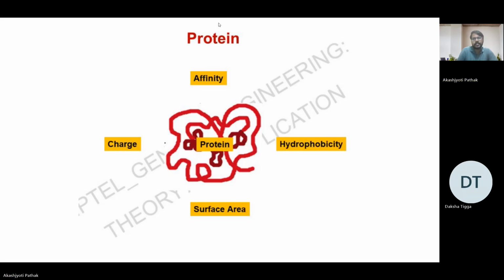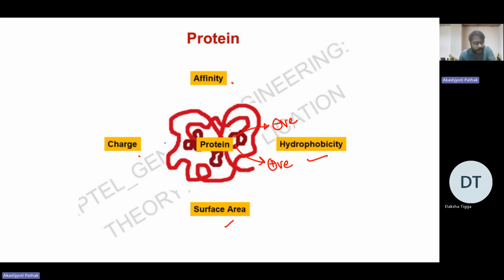So your protein has different characters. It has an affinity, it has charge, it has surface area, it has hydrophobicity. Why do different proteins have different charge? Because each protein has different amino acid residues that compose the protein molecule. So if your protein is composed of more acidic residues, then your protein has a negative charge. If your protein is composed of highly basic residues, then it will have a positive charge.